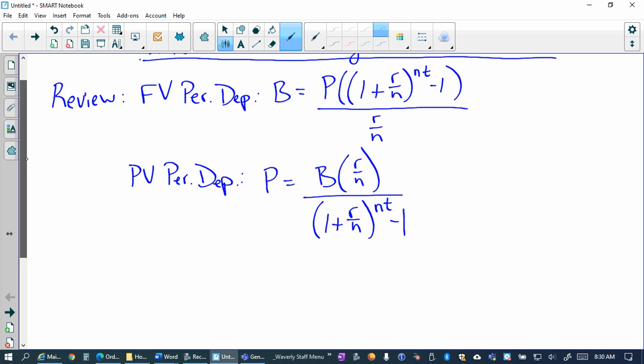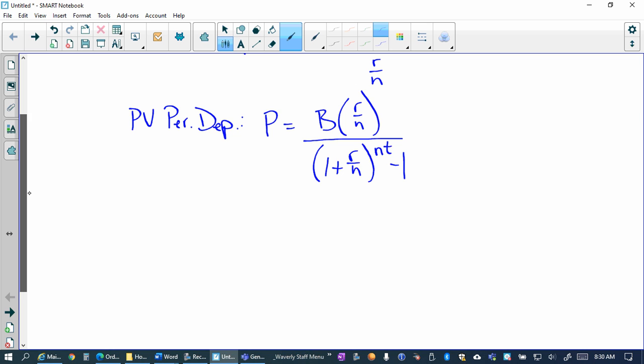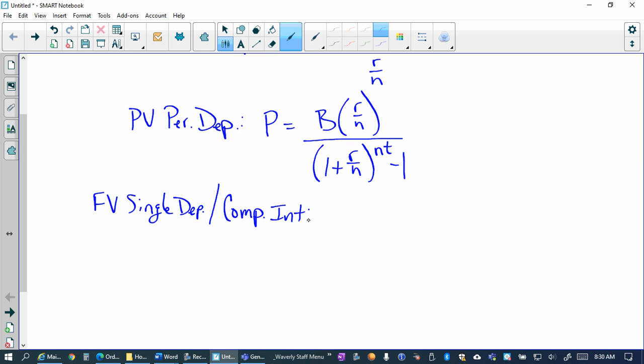formula, which, by the way, is also the future value of a single deposit. Also compound interest. That's the one we've been using for a while. The balance will equal the principal this time times 1 plus R over N to the NT. N, of course, is the number of compounding periods per year. Well, let's start out with example 1 over on page 130.